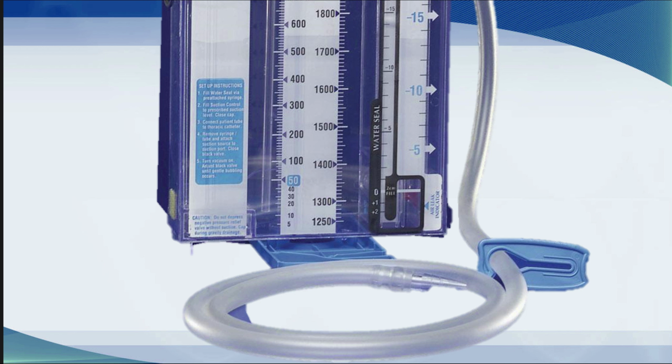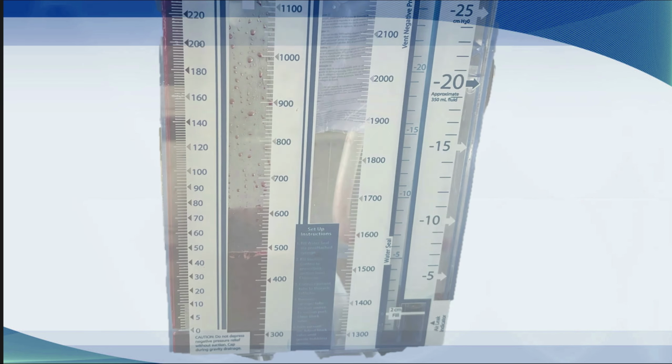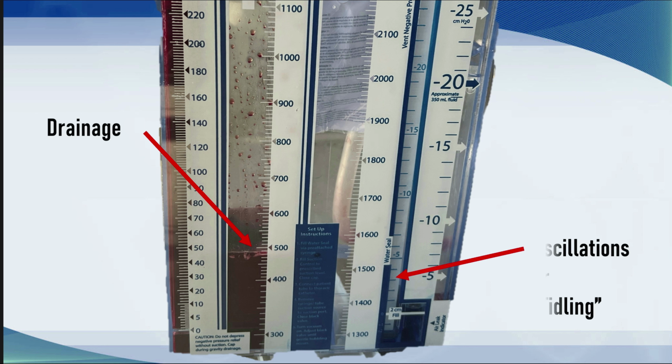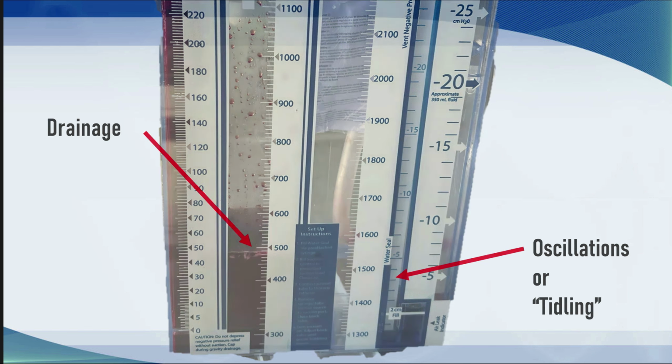The underwater seal is located here. It is dyed blue so that you can see it, and the chamber needs to be filled using a 20 ml syringe that is attached. The level moves up and down here with tidal ventilation. Here is an example of both drainage and oscillation, which is sometimes called tidling for tidal ventilation.